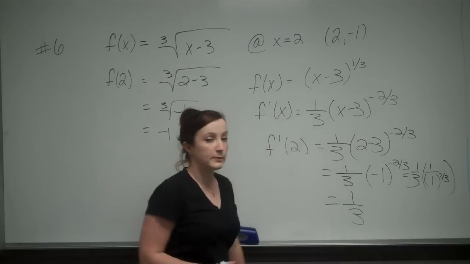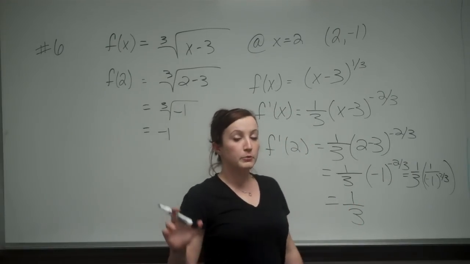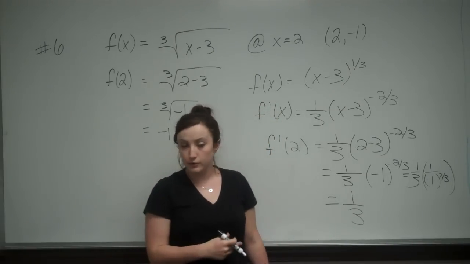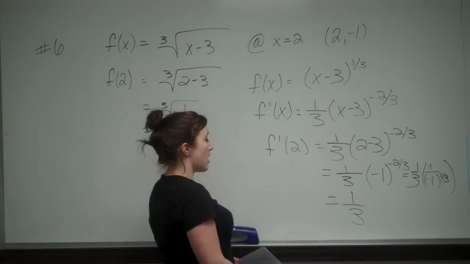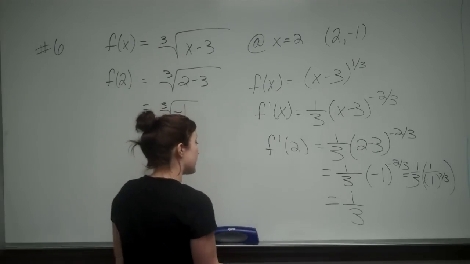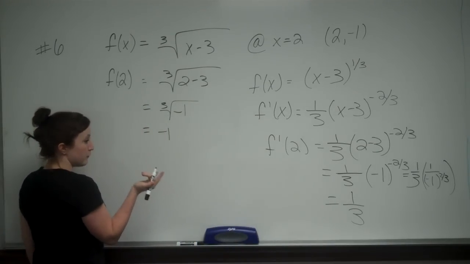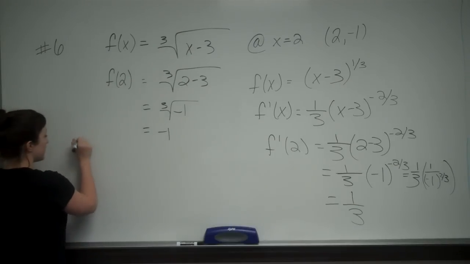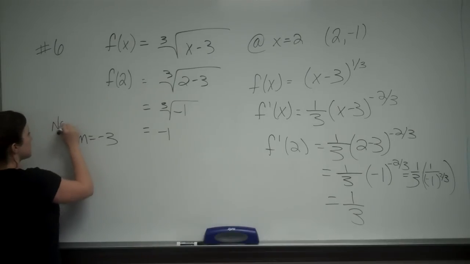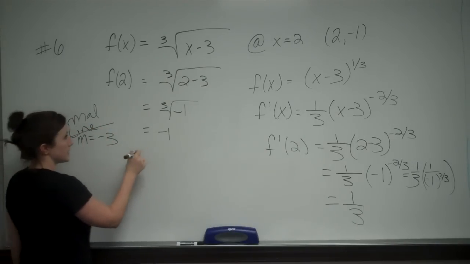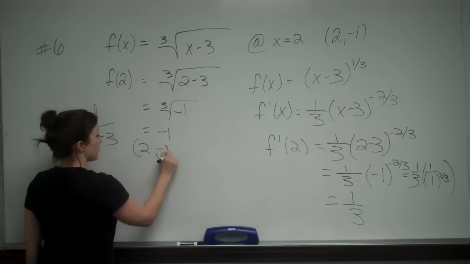So that is the slope of my tangent line, but I'm looking for the normal line equation, so I need to take the negative reciprocal of that slope to get the slope of the perpendicular line. The negative reciprocal is negative 3. So that is the slope of my line: m equals negative 3 for my normal line. And I'm still going through that same point, (2, negative 1).